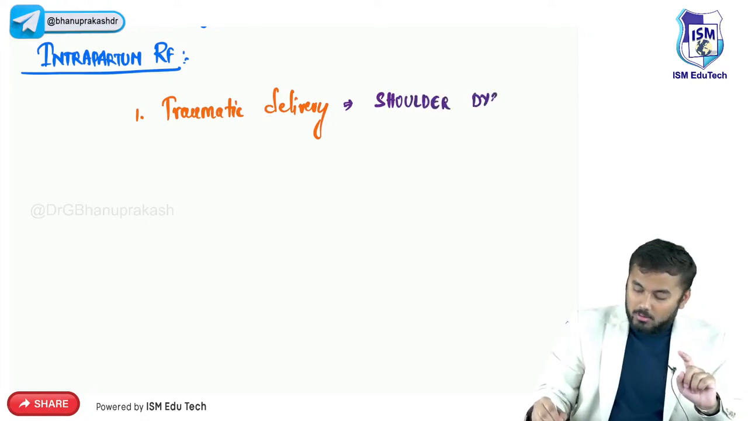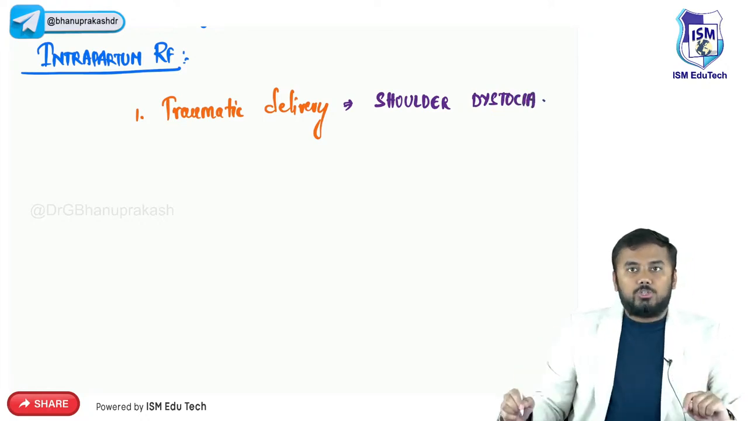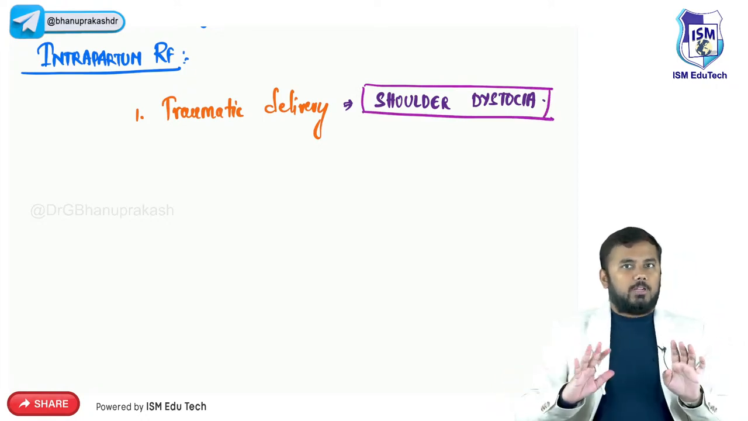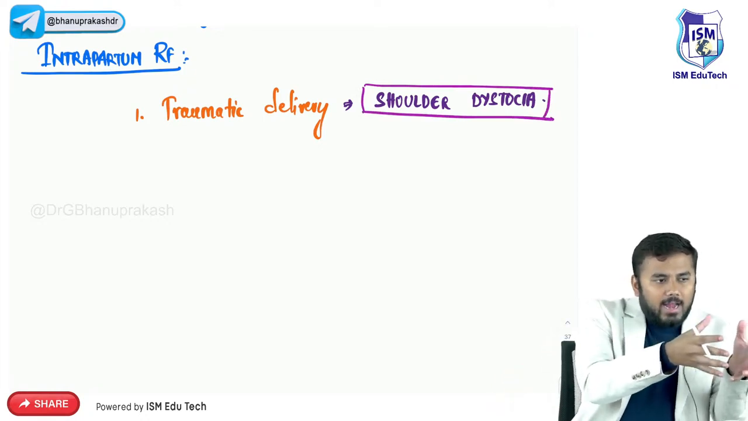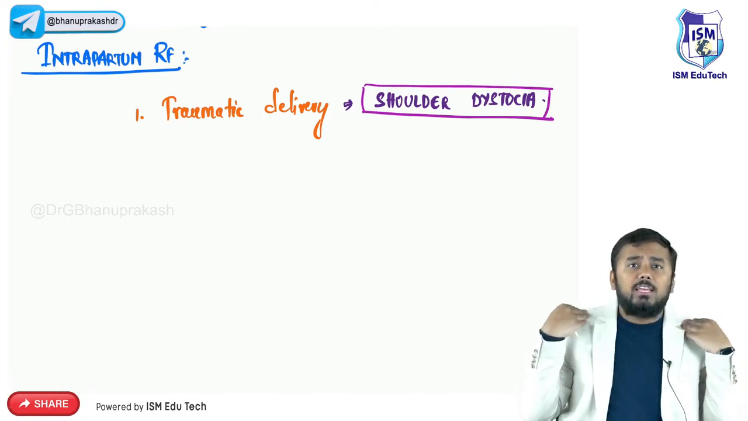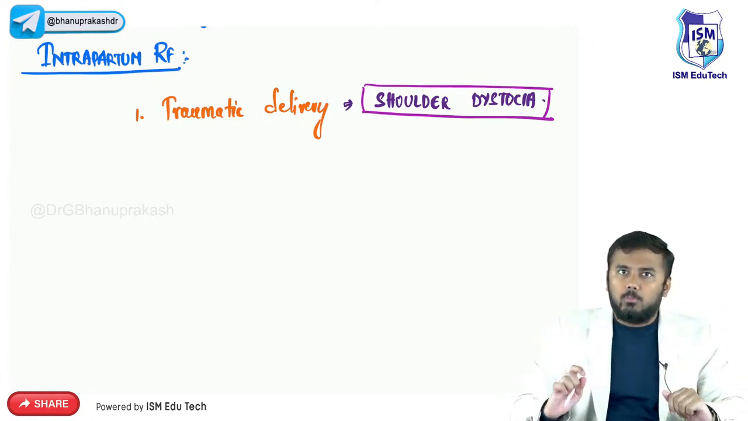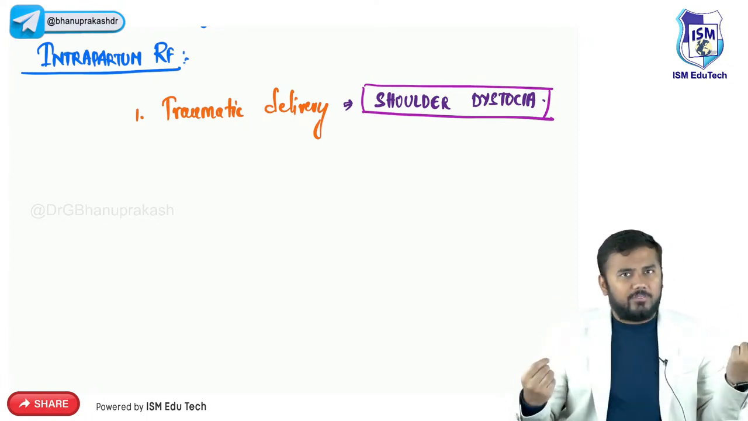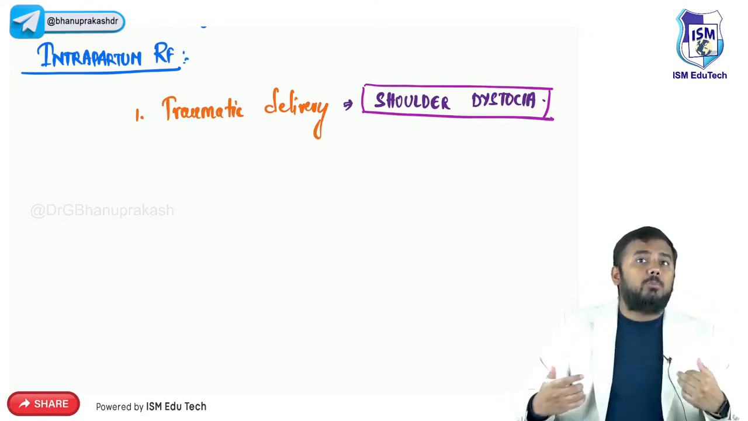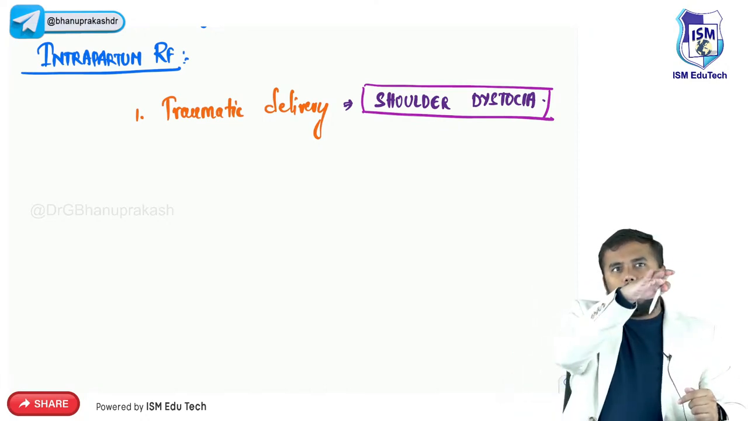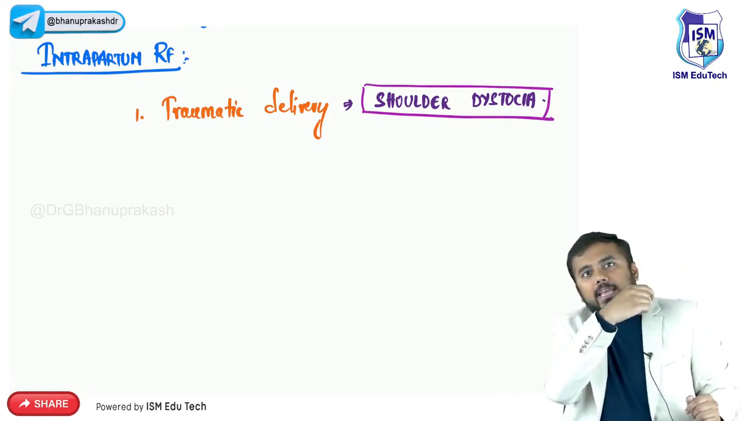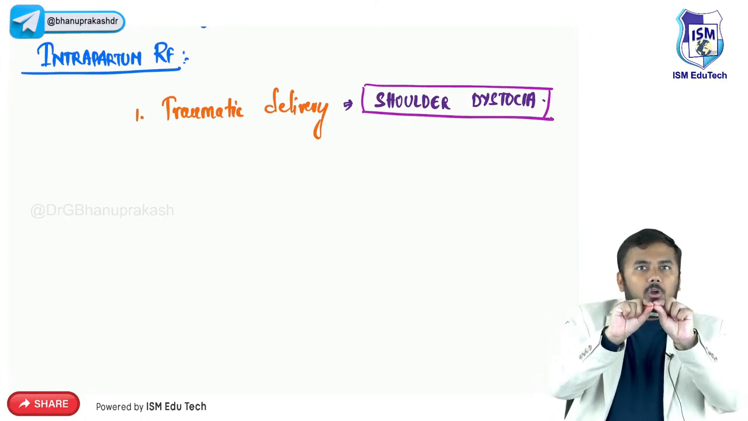Shoulder dystocia. What do you mean by shoulder dystocia? Shoulder dystocia matlab when you're catching hold of the head and pulling the baby out, the shoulders get stuck behind the pubic bone. Either the right shoulder or the left shoulder or sometimes both shoulders get stuck behind the pubic bone. This is the pubic bone, this is the shoulder, and between the two is the umbilical cord, right? The umbilical cord is pressed against the pubic bone and this would lead to umbilical cord compression.